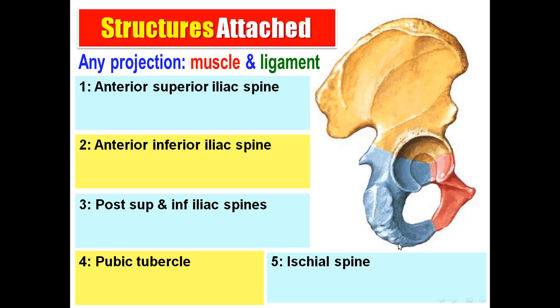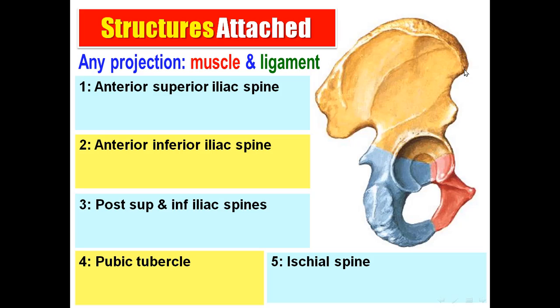Regarding muscle attachment, muscles and ligaments, we have a rule here. Any projection gives the attachment to muscle and ligament. So what are the projections here? Anterior superior iliac spine, anterior inferior iliac spine, posterior superior and posterior inferior iliac spines, pubic tubercle, ischial spine. Each one of them gives the attachment to muscle and ligament.